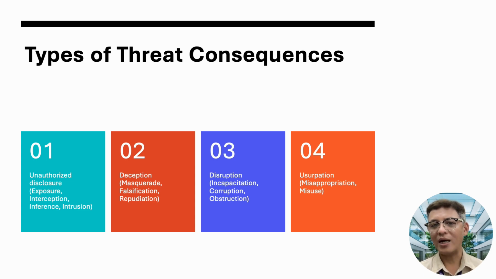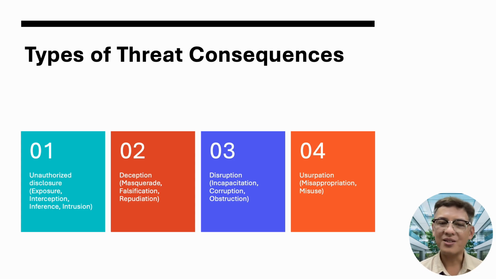Disruptions refer to attacks that impair or prevent normal operations. This can happen through incapacitation, where systems or services become unusable, corruption, which alters a system's behavior, or obstruction, such as deliberately overwhelming a network to halt operations.